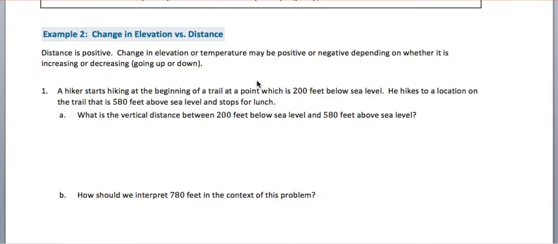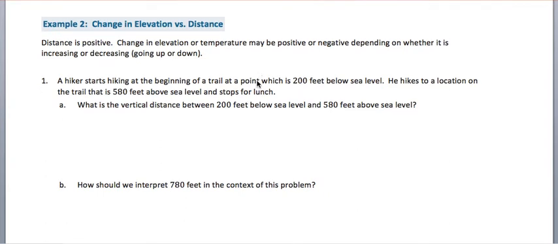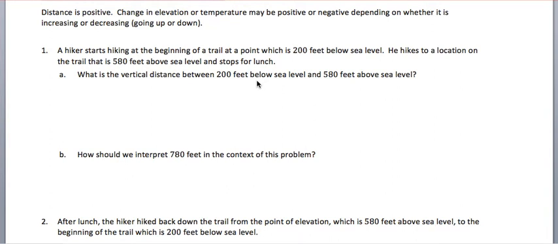Example 2, distance is positive. The change in elevation or temperature may be positive or negative depending on whether it is increasing or decreasing, going up or down. A hiker starts hiking at the beginning of a trail at a point which is 200 feet below sea level. He hikes to a location on the trail that is 580 feet above sea level and stops for lunch. Question A is, what is the vertical distance between 200 feet below sea level and 580 feet above sea level?